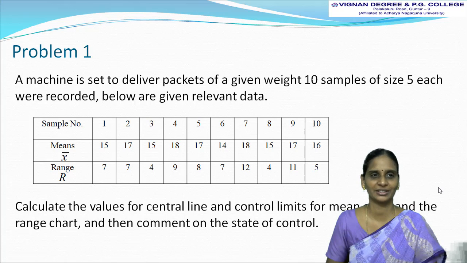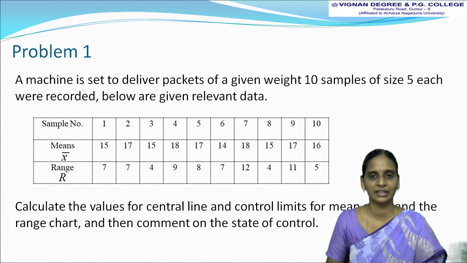So the first problem is, a machine is set to deliver packets of a given weight, 10 samples of size 5 each were recorded. Below are given relevant data. In this data, we are given the sample number. The sample numbers are 10 samples in this problem and the corresponding means and ranges are given. Now we have to find out the values for central line and control limits for mean chart and the range chart, and then comment on the state of control.